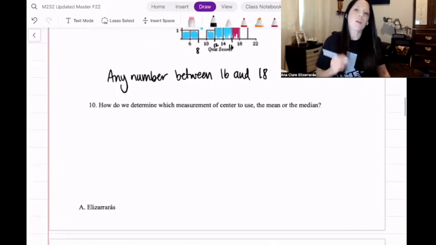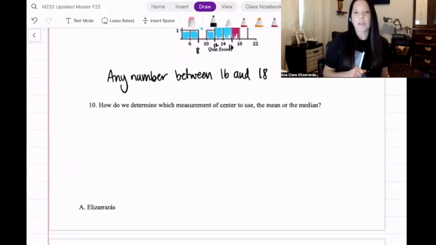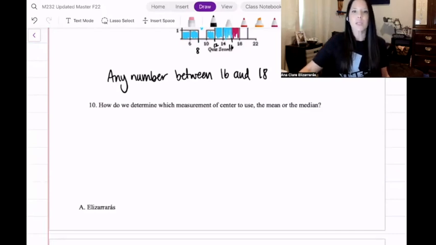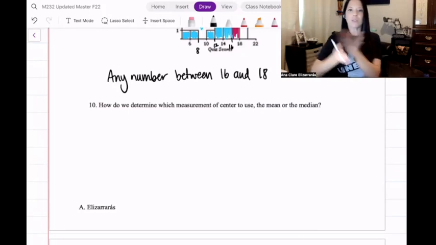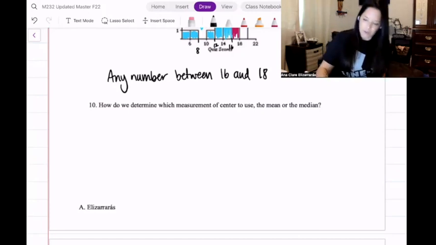Now, how do we determine which measure of center to use? I talked about it last module. I just talked about it in the previous video. But if your distribution is skewed, you use the median. If the distribution is not, you use the mean. So if there's outliers present, you want to use the middle because the middle is resistant. The median is resistant to outliers.